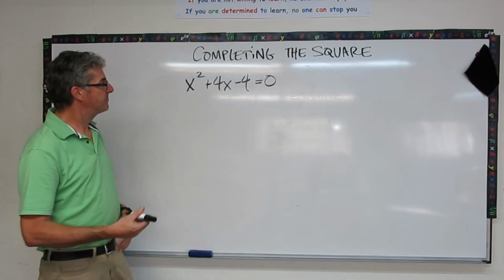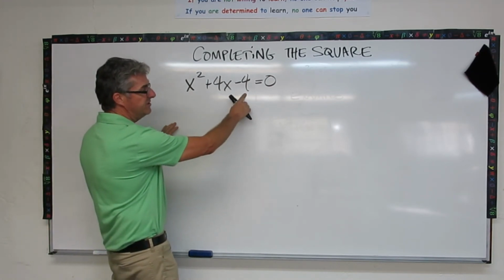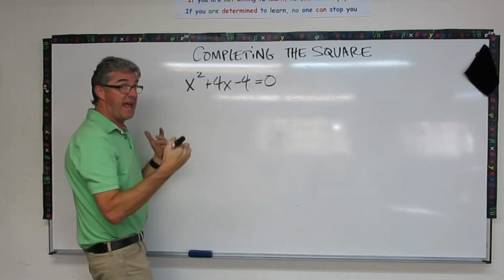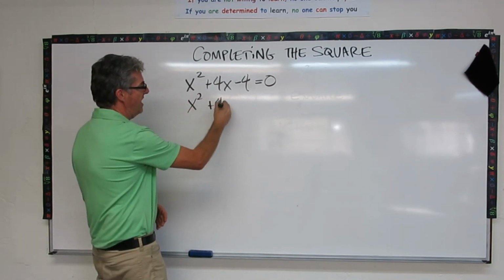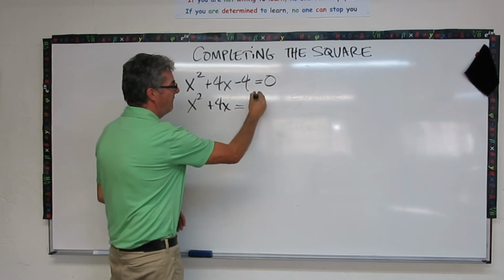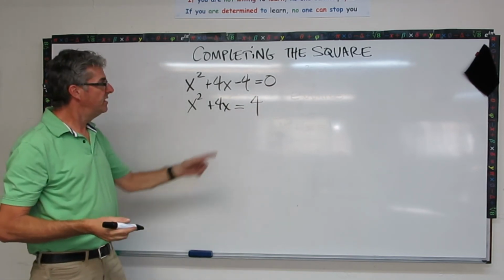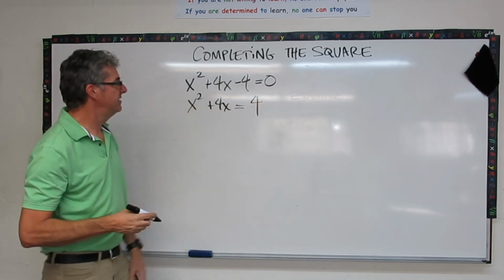So let's do it. First step, get the constant over to the other side. So I'm going to add 4 to both sides. x squared plus 4x equals 4. Okay, that's good. I just added 4 to both sides.